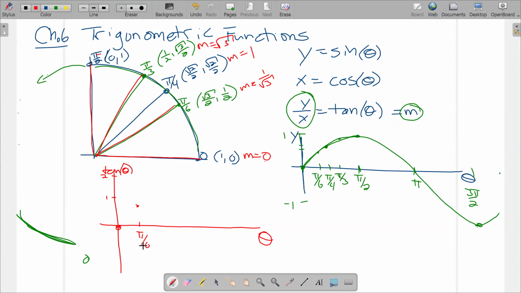At pi over 4, it's 1. So pi over 4 is about here. Oops, that's a 6. Slope of 1 is going to be around there. Pi over 3 is going to be about here. And square root of 3 is about, let's see, 1.6, 1.7-ish. So that's going to be somewhere over here. And then at pi over 2, which is about here, we're going to get 1 over 0, which is a vertical asymptote.